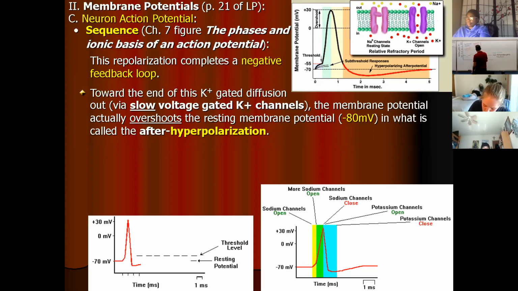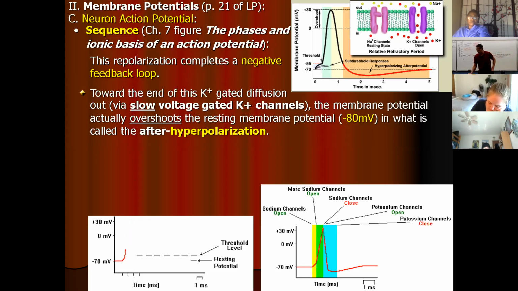So we got 1, that first diamond, you got to hit threshold. 2, you got to have the positive feedback loop. 3, once you hit plus 30, you got to have repolarization from the fast potassium channels. And then 4, you got the slow potassium channels that make it overshoot -70.